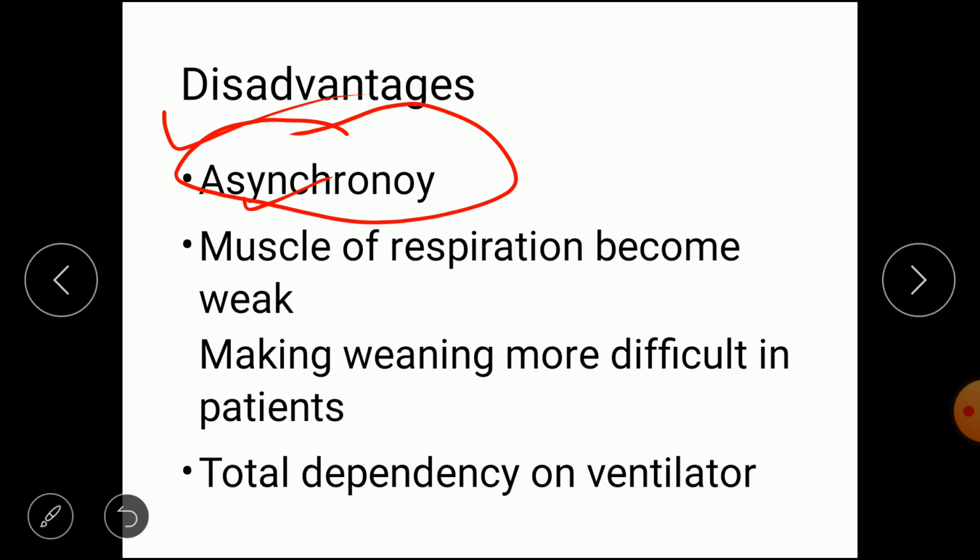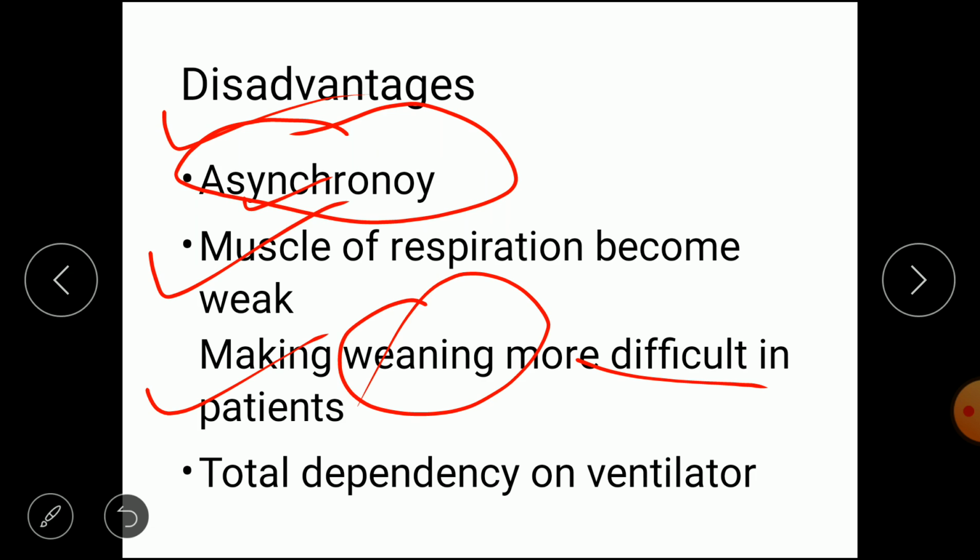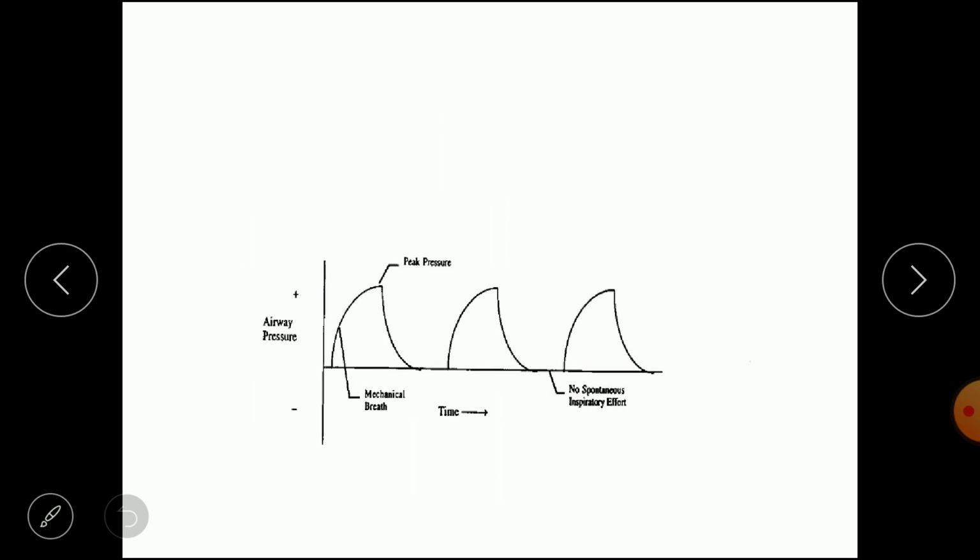So the disadvantage is asynchrony. Second, the muscles of respiration become weak due to complete dependency on the machine. The respiratory muscles become weak, making weaning more difficult in patients. If we want to wean the patient, we cannot teach the patient to breathe on their own, because all ventilation is provided only by the machine, so it is difficult to take a patient towards weaning. There is total dependency on the ventilator.